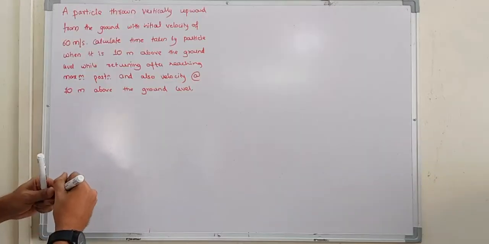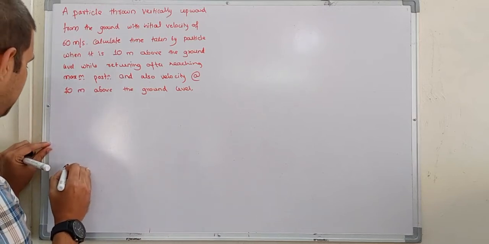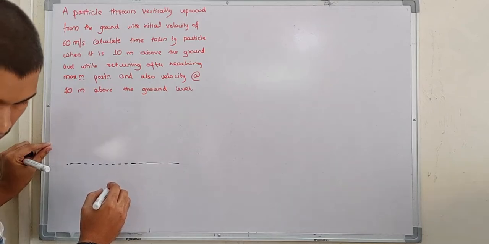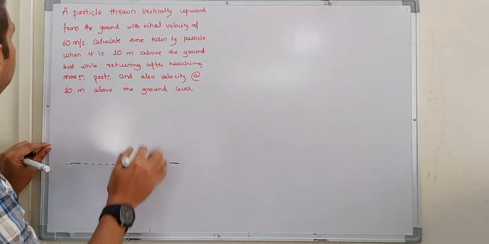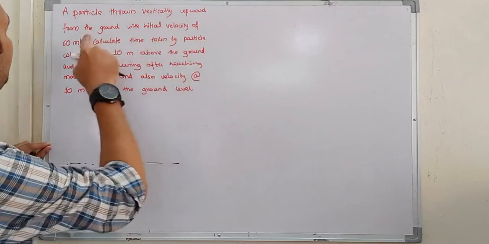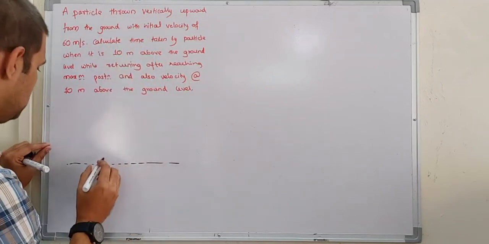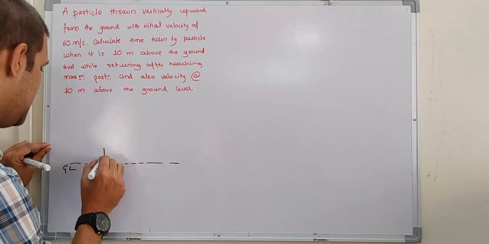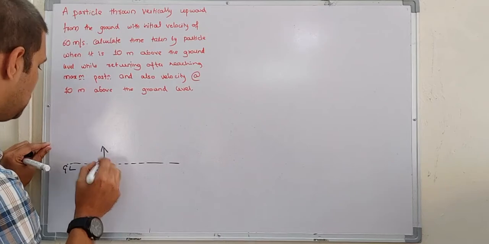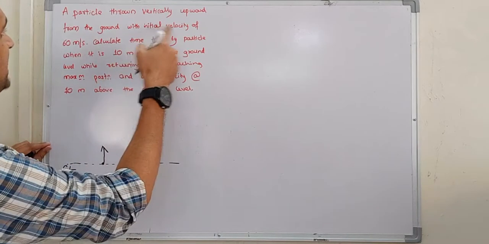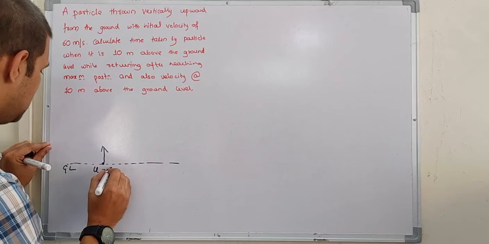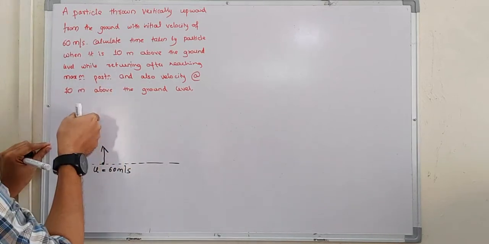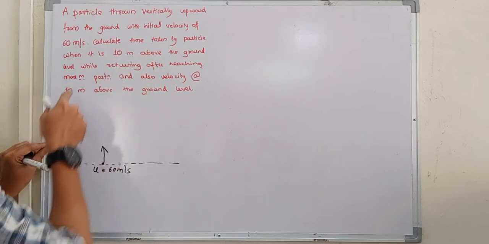See what the problem says. So this is the ground surface. The particle is thrown vertically upward from the ground. So say there is a particle at ground level, I'll write ground level. It is thrown vertically upward. A particle is thrown vertically upward with an initial velocity of 60 meter per second.